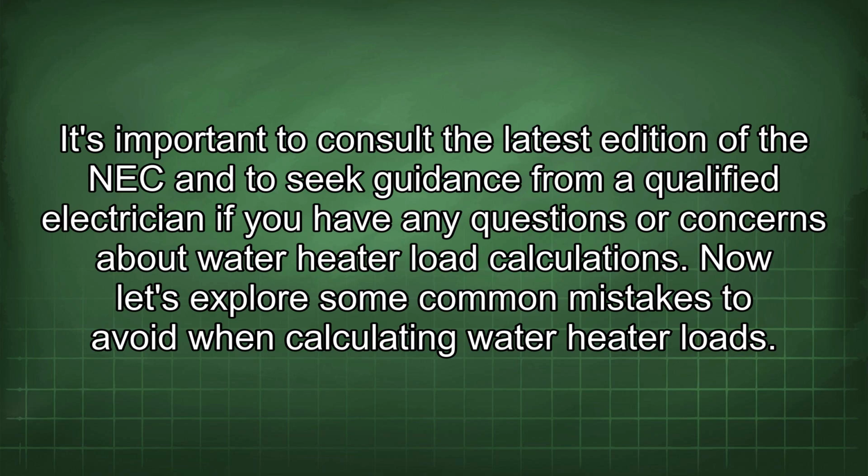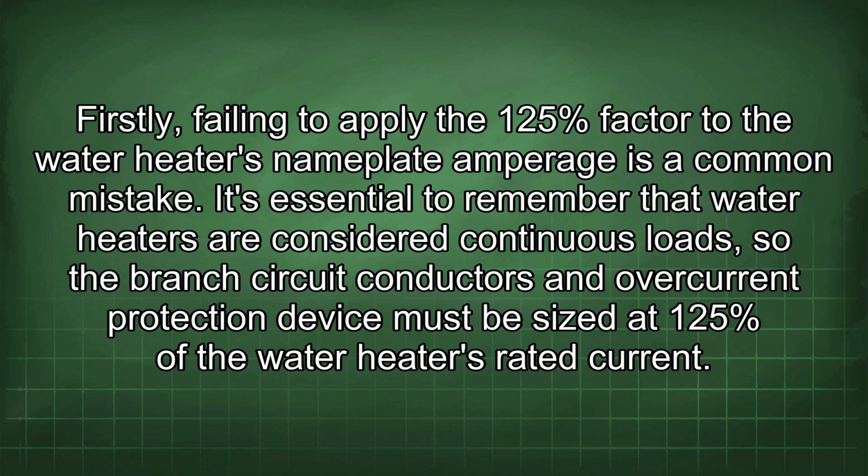Now let's explore some common mistakes to avoid when calculating water heater loads. Firstly, failing to apply the 125% factor to the water heater's nameplate amperage is a common mistake. It's essential to remember that water heaters are considered continuous loads, so the branch circuit conductors and overcurrent protection device must be sized at 125% of the water heater's rated current.